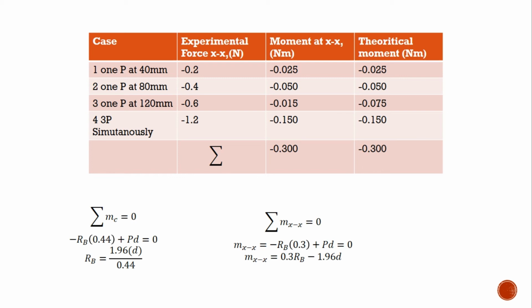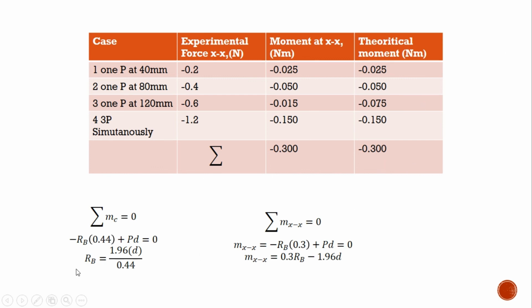In this table, this is the data we recorded in our experiment. Negative 0.2, negative 0.4, negative 0.6, negative 1.2. This column is for the moment at XX. We recorded negative 0.025, negative 0.050, negative 0.075, negative 0.150, and the total is negative 0.3. This is our theoretical moment data that we calculated.